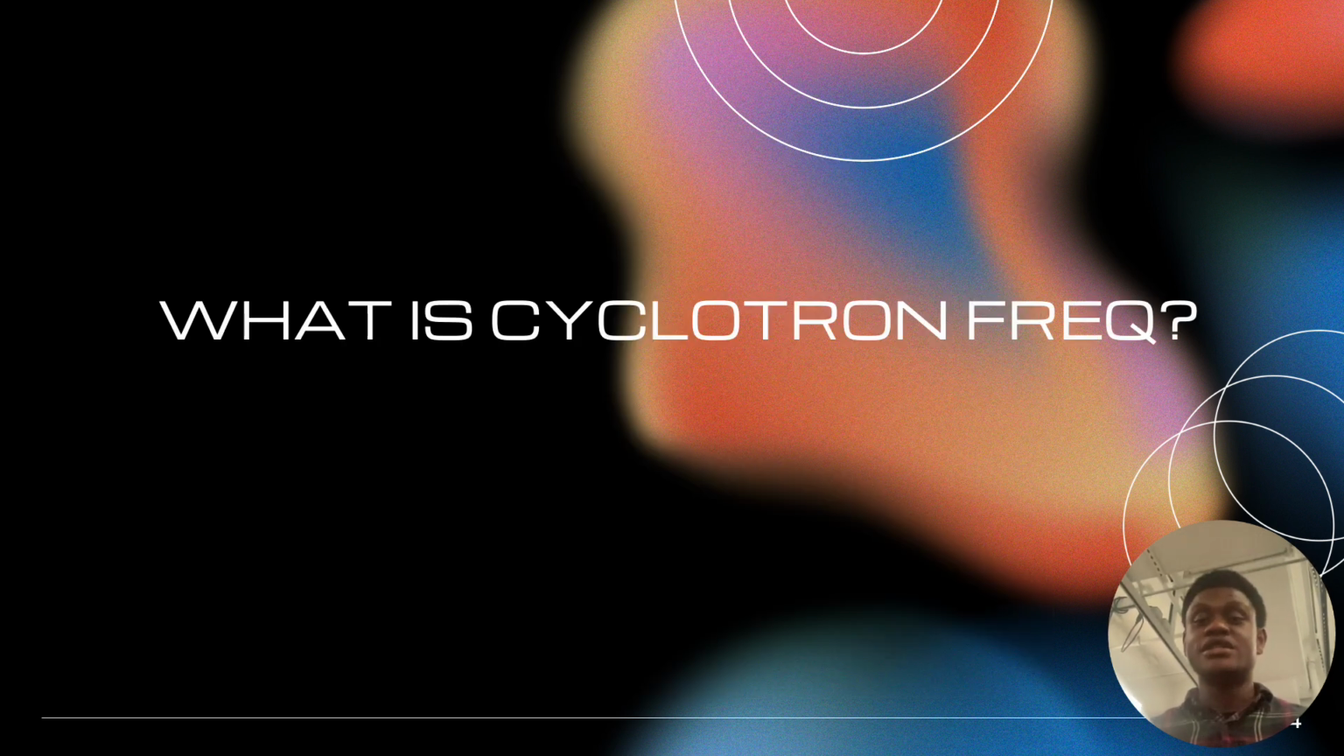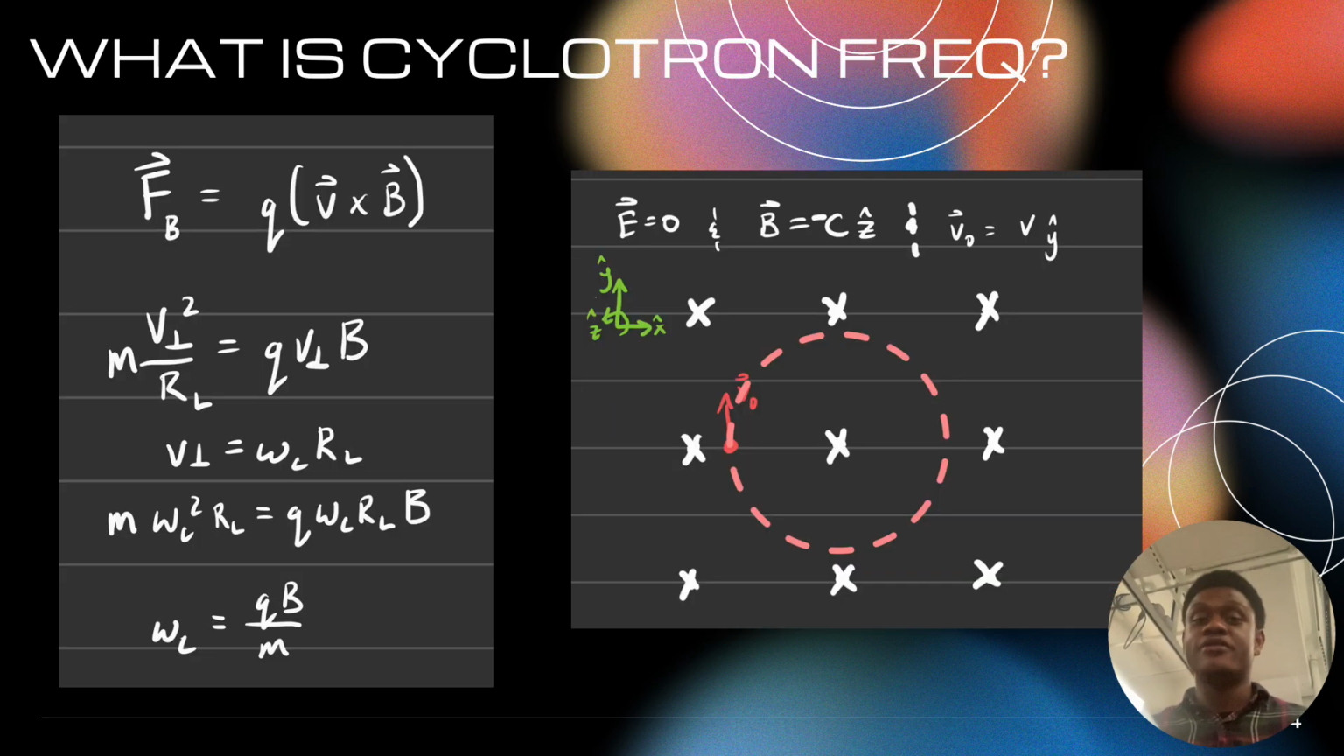Now moving on to the next topic, which is explaining cyclotron frequency. Cyclotron frequency is the measurement of the orbital rate of a charged particle undergoing cyclical motion due to its movement in the presence of a magnetic field. I have shown here the derivation process for computing the cyclotron frequency.